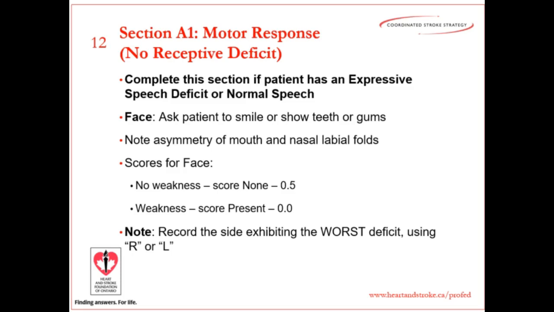Here, we're really looking at the face first. We're asking the patient to smile, show their teeth and their gums, testing some of those cranial nerves, okay? Looking for asymmetry of the mouth and the face, and looking for any sort of weakness, okay? If we note weakness, they would get a score of 0. If there's no weakness, they would get a score of 0.5. And as we're doing our assessment, we would note the side exhibiting the worst deficit using either right or left side. Okay.